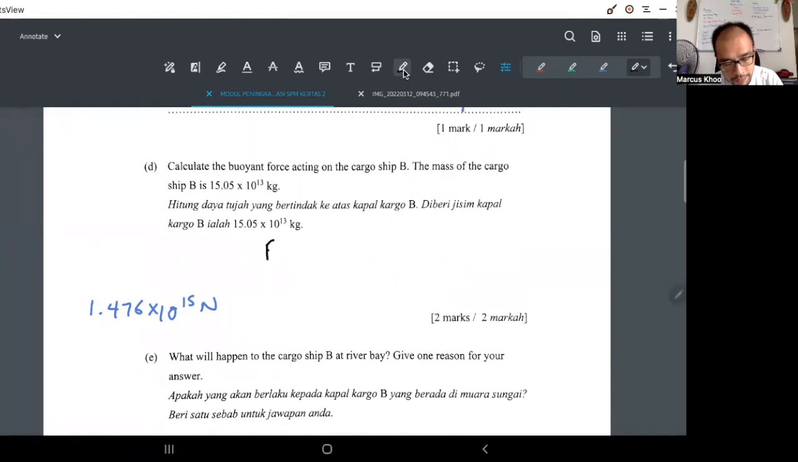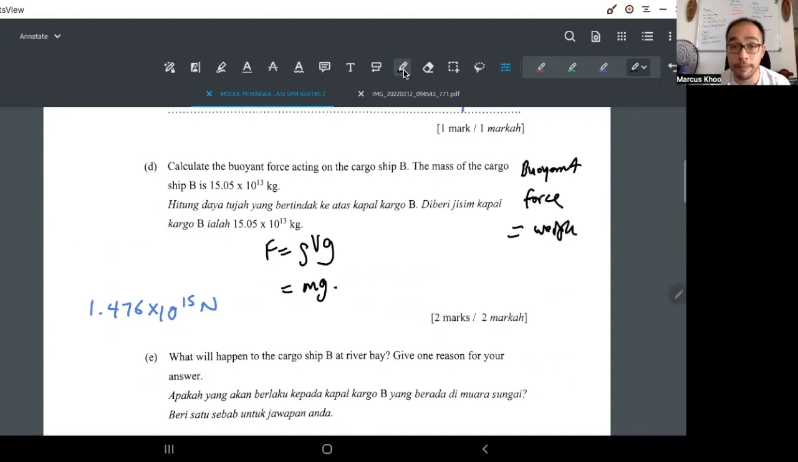This one, so F equals to rho Vg. I wonder why they give the mass though. Oh, sorry. But because it is in equilibrium, so it will be just the weight lah. Okay, so it is also equals to mg because the buoyant force equals to the weight of the ship.